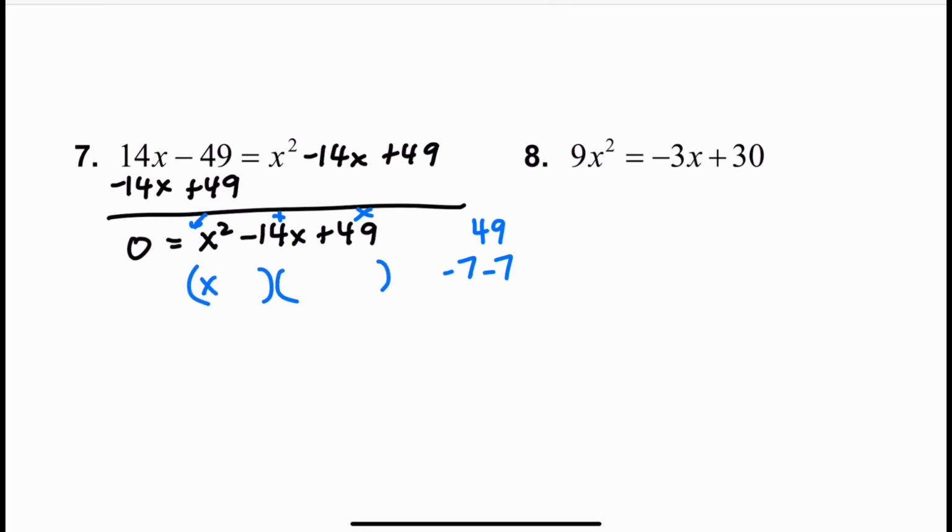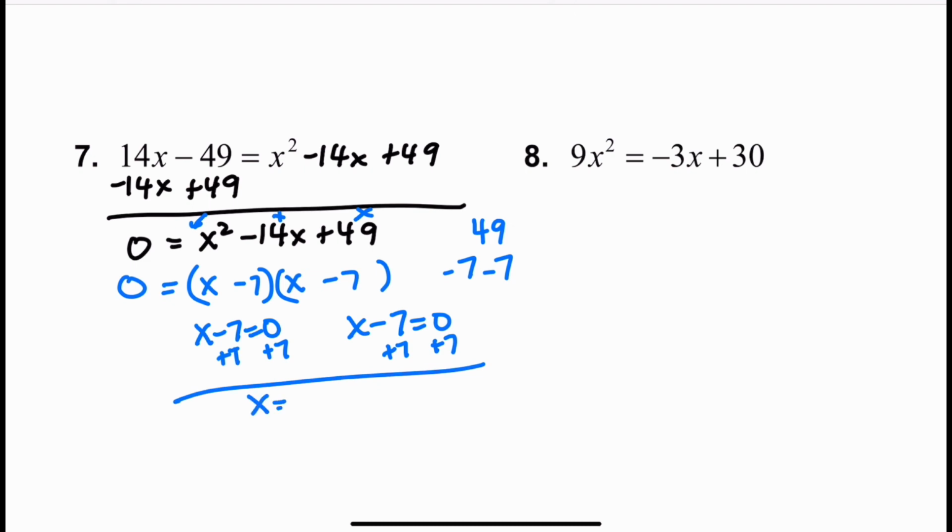We've got x and an x and a -7 and a -7. Then we're going to set each piece equal to 0. So we have x minus 7 equals 0 and x minus 7 equals 0. Both of these equations are exactly the same. So if we add 7 to both sides, on both of these equations, we get x equals 7. So this equation here actually just has one answer, which is 7. So you would just put in 7 for your answer.